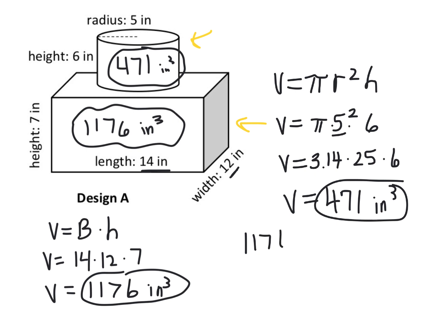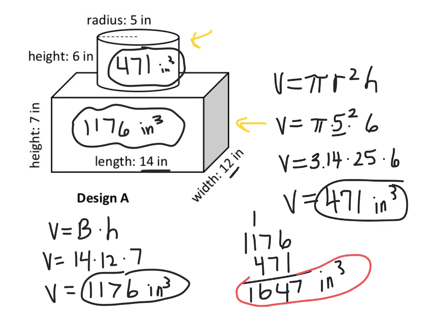So 1176 plus 471. So this cake is 1,647 inches cubed for its total volume. Okay, let's move on to the next cake and see how big that one is.